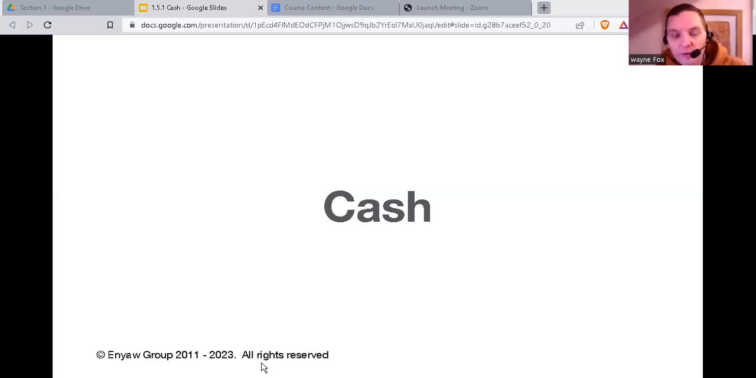The fifth stage in the impact framework is called cash. The cash section is focused on improving the financial stability of the business, whether that's increasing how much cash you've got in the bank, or improving the balance sheet value and long-term solvency of the business.